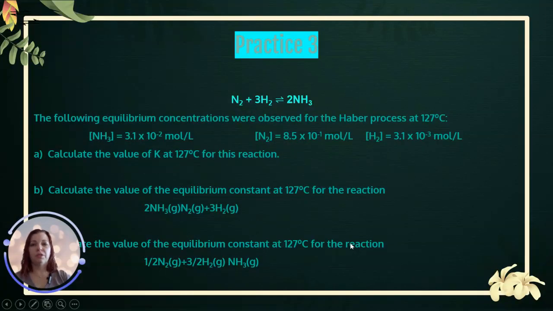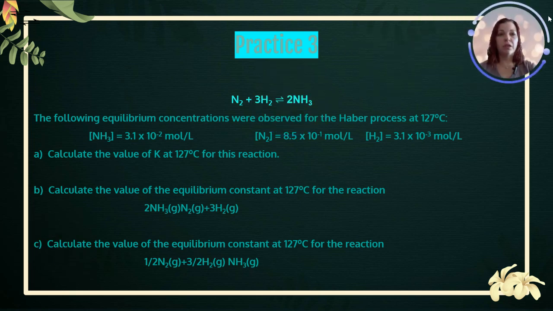Okay, so let's look at this practice. The following equilibrium concentrations were observed for the Haber process at 127 degrees Celsius. This is the Haber process up there, and then you've got these concentrations. So you're going to, A, calculate the value of K to start with at 127 degrees Celsius for this reaction.